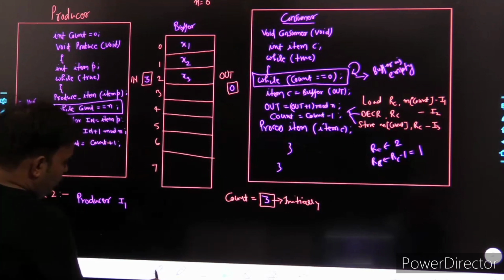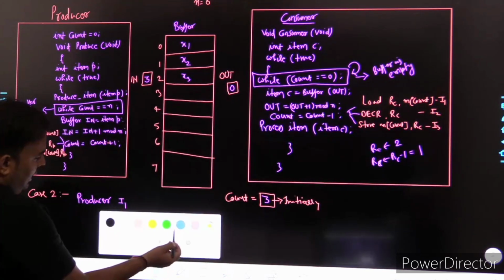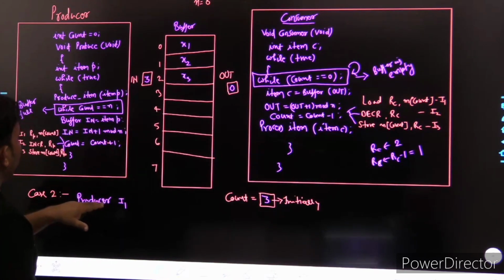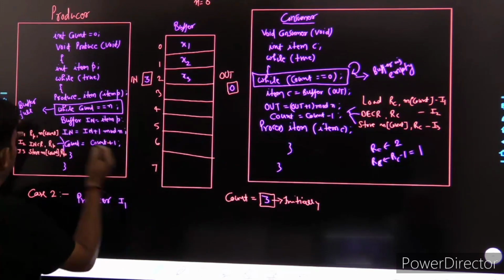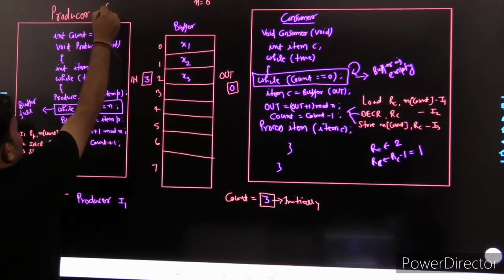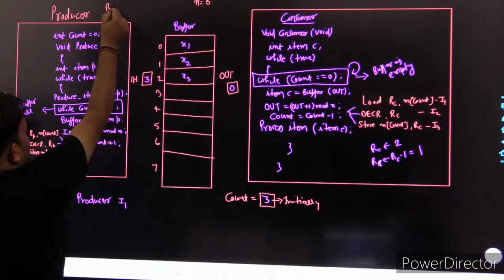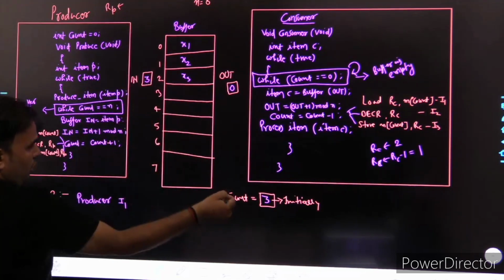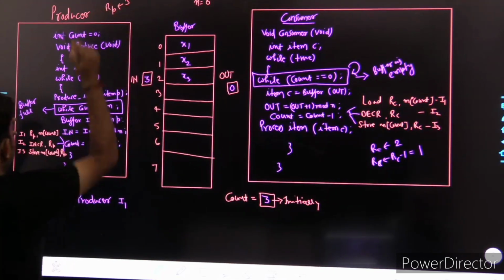Okay. Suppose the producer comes, and when it executes the first instruction, whatever we have in the count, it will put into RP. So in RP, my dear friends, what will go? Register producer, what will go? The count value is 3. 3 will go.